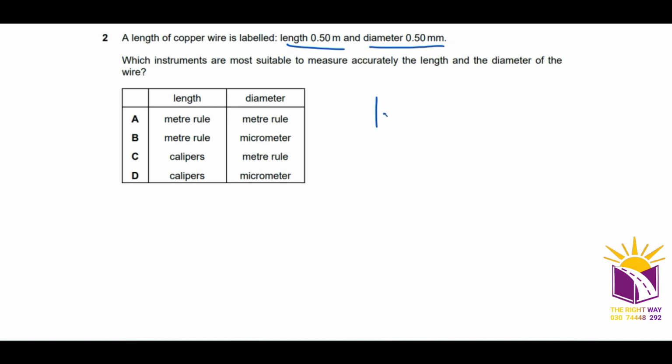For the length between 1 millimeter and 1 meter, we use meter rule. So for the length, we are going to use meter rule. And the diameter, as it is less than 1 millimeter, so we are going to use micrometer screw gauge. So B is the right option. Length is measured with the help of meter rule and diameter with the help of micrometer.